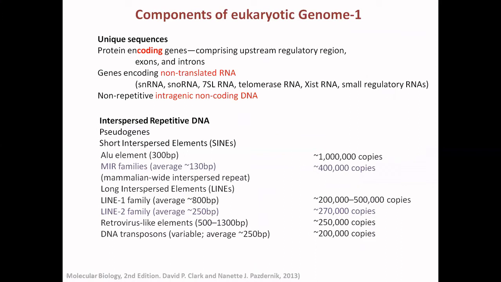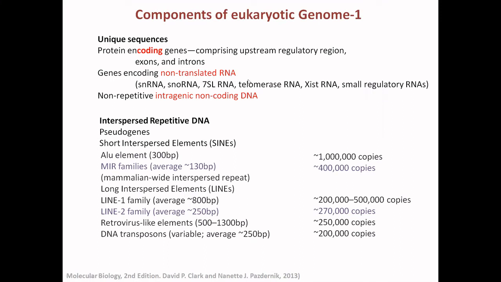So what are the components of the eukaryotic genome? We know the protein is synthesized from the sequence of the DNA called the exons, which is the coding sequence of the DNA, and the place where the protein information is not present is the introns. Then there is DNA that encodes RNAs which do not contain the sequence information of a protein. These are called the non-translated RNAs.